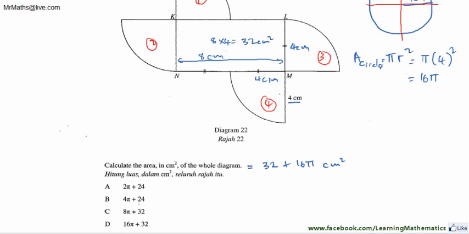32 plus 16 pi. Yeah, we have D. I did not notice there's D. The 16 pi plus 32 is the same thing. Okay, D is the answer.